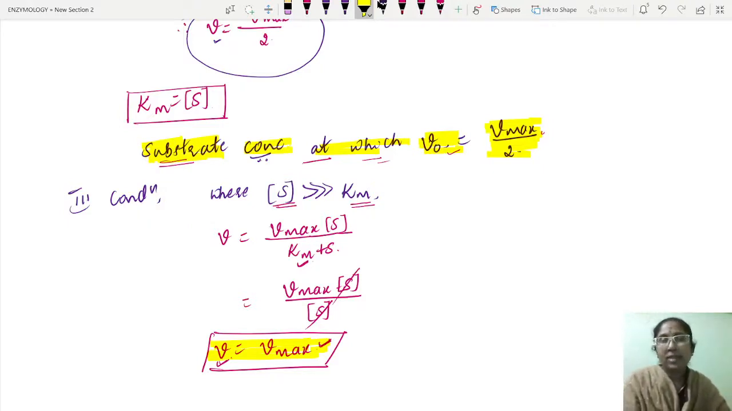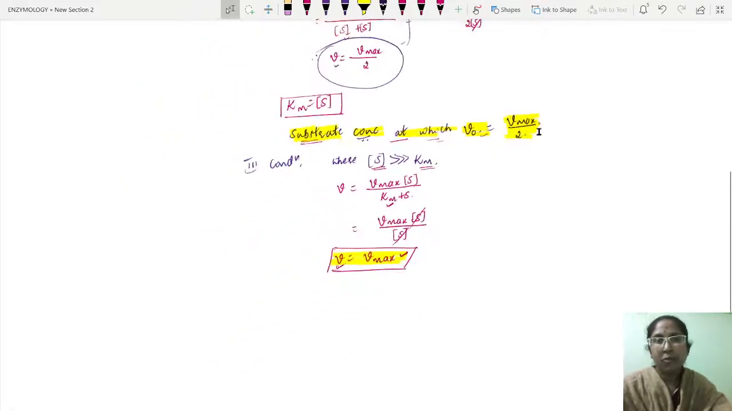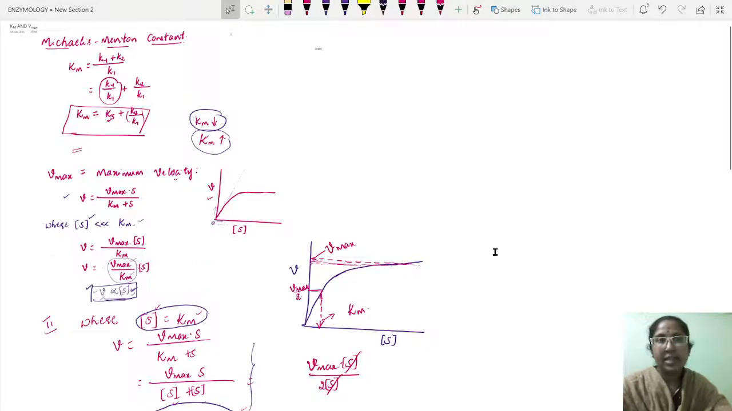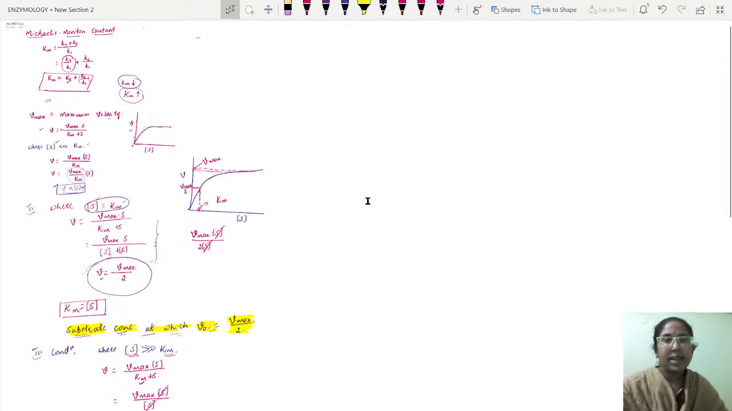What does Km indicate? Km indicates an affinity of an enzyme towards its substrate molecule. Lower the Km value, higher the affinity of an enzyme, and higher the Km value, the lower will be the affinity of an enzyme towards its substrate. Vmax is nothing but the maximum velocity. And how can we define Km? Km is the substrate concentration at which the initial velocity of an enzyme catalyzed reaction is equal to half of the maximum velocity. And that's all about enzyme catalyzed reactions, I mean Km and Vmax.